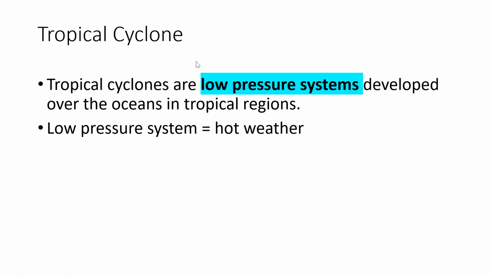Okay, the tropical cyclone. The tropical cyclones means typhoon, 颱風啦。Tropical cyclones are low pressure systems, 低氣壓系統 developed over the oceans in tropical regions, 熱帶地方。嗱 the power of tropical cyclone comes from the ocean. So if the tropical cyclone moves away from the ocean, it will lose power and it will disappear very quickly.